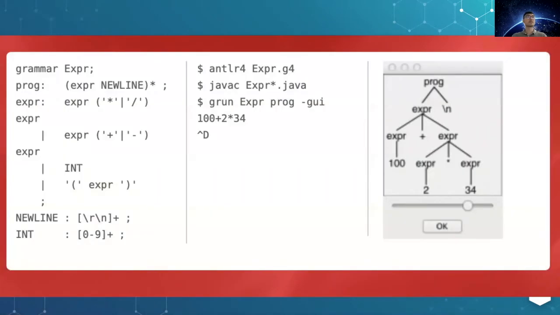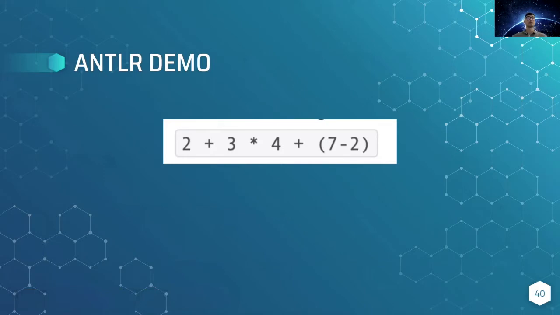Let's see what the program looks like. In the left column, we can specify the grammar rules and lexer rules to define the group that our token should belong to. In the middle column, this is how we can combine the program using Java. Then it will produce a parse tree like in the right column. We will try to use the tool to analyze this statement and construct the parse tree from it.